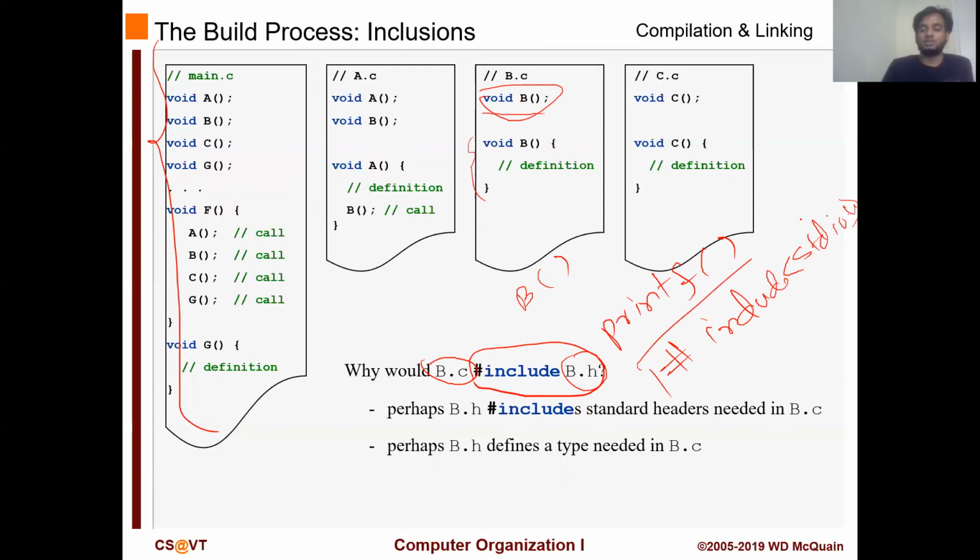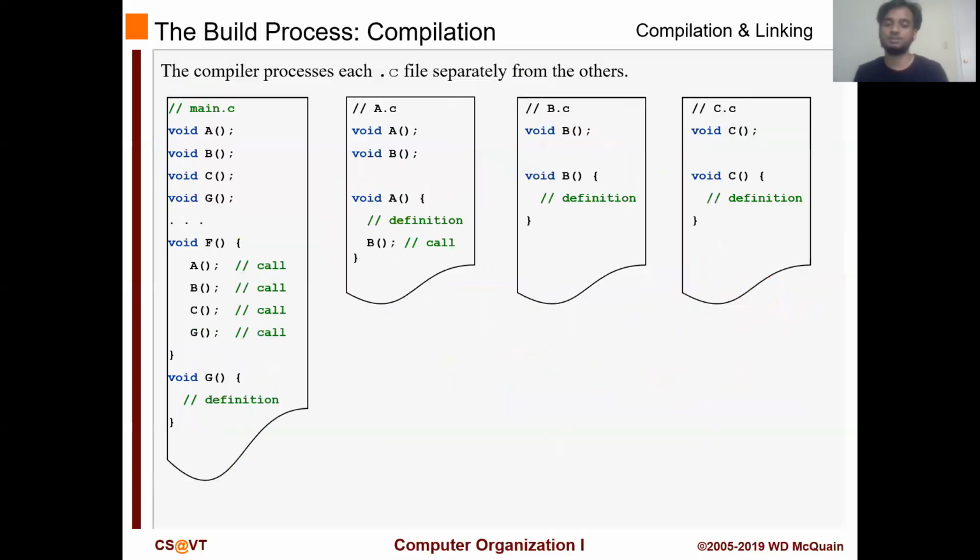So maybe this was declared inside our b.h, and that's why we need to include b.h. And there is another thing, like types maybe were declared there. When you learn structures, it will make more sense. Okay, so let's see how the compilation process works.